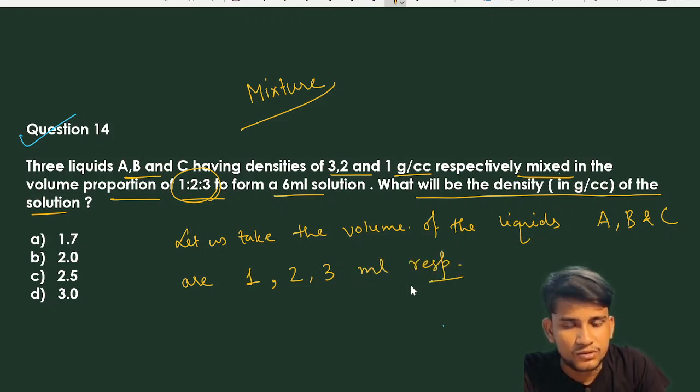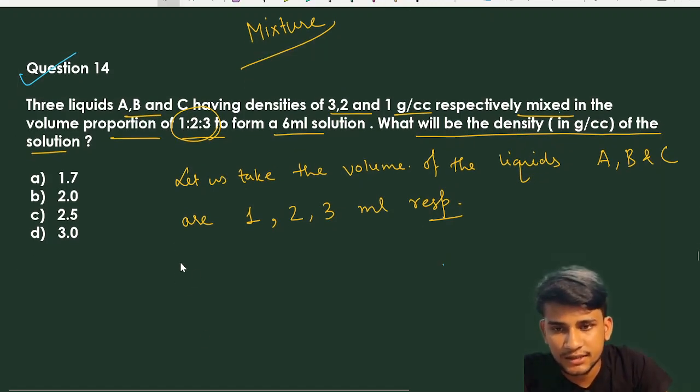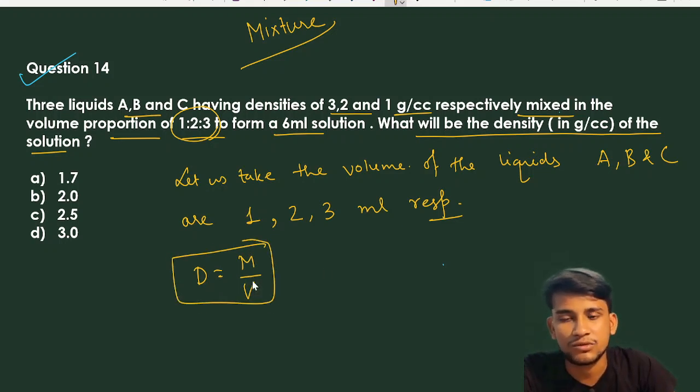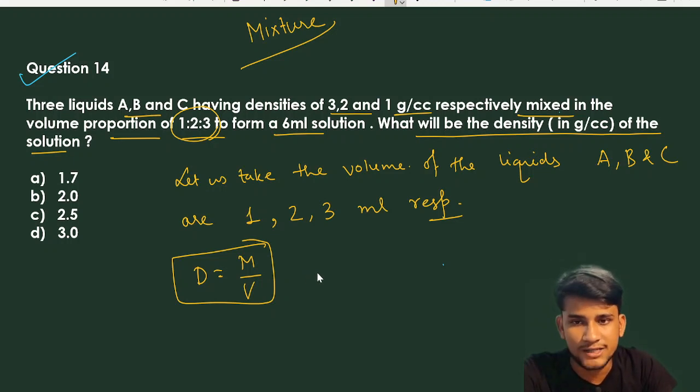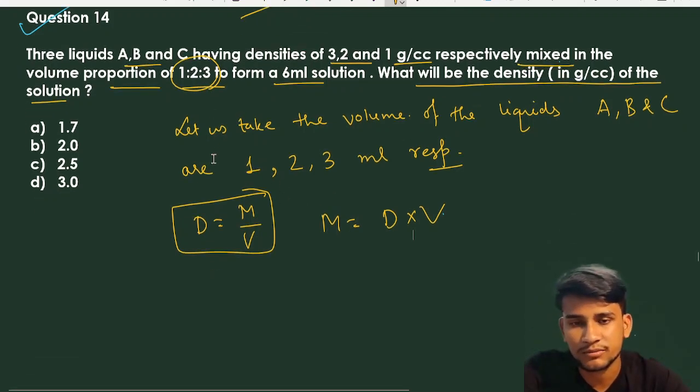Now we know the general result: density equals mass by volume. This is the formula used in this problem. So density equals mass by volume, which means mass equals density into volume. So now we calculate the mass of these liquids.